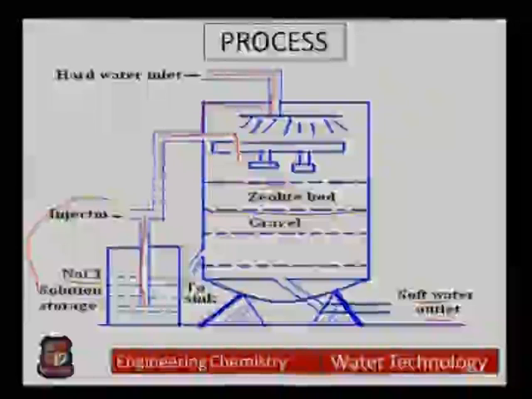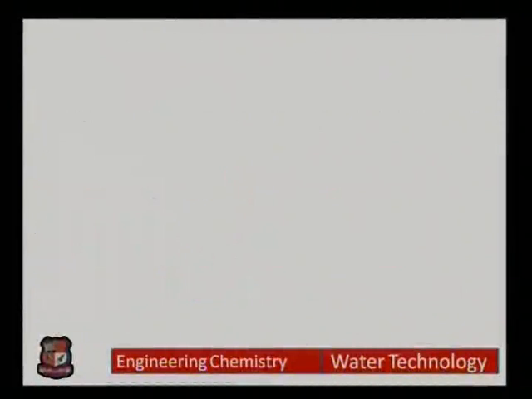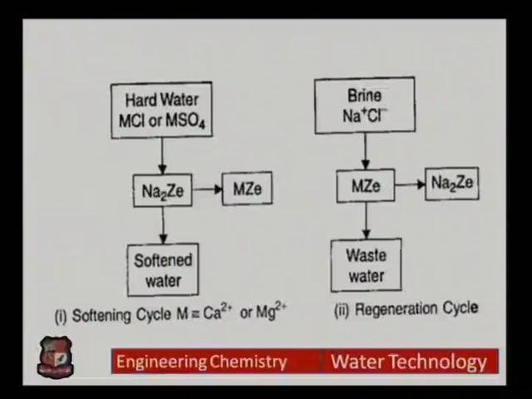Through the zeolite tank, and it causes regeneration of the zeolite. So in this manner we have two cycles of softening and regeneration of zeolite again and again till the softening occurs. As you can see in this picture here, this cycle is of softening.